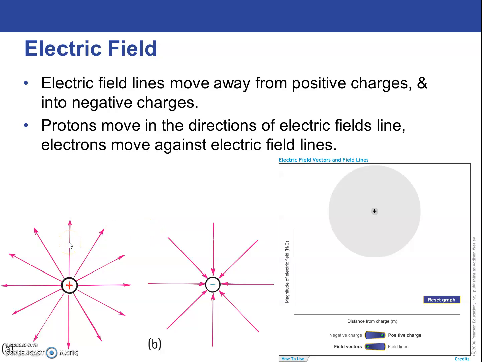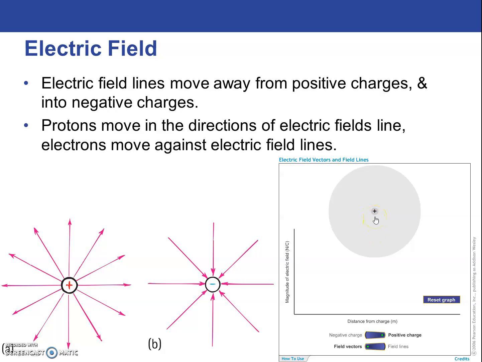So protons, or positive charges, follow the direction of the electric field, whereas negative charges, like electrons, go in the opposite direction. So if I put a positive charge here, it'll move up. If I put a negative charge, it'll move down. If I put a positive charge here, it'll move down, and a negative would move up. We can use this animation as an example of the strength of the electric field.